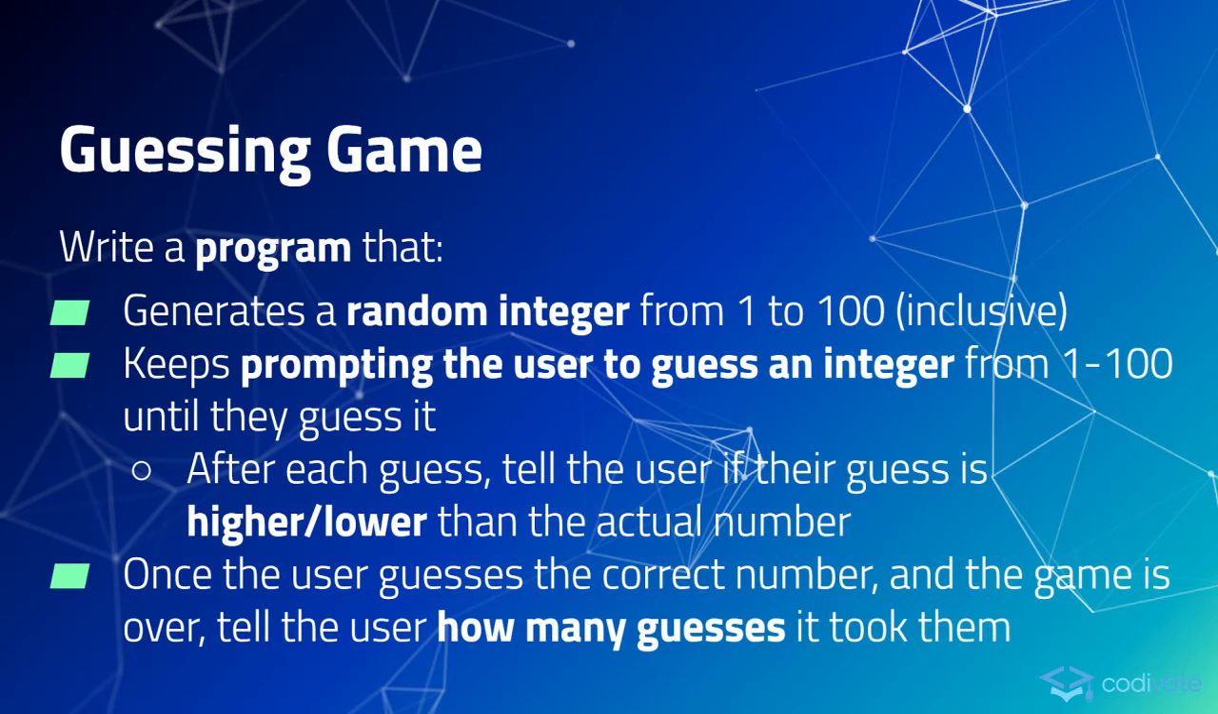And the last part of the project, once the game is over, tell the user how many guesses it took them to guess the answer. This means we have to use a counter variable at the beginning and increment it after each guess. Based on this information, your job is to pause the video right now and write the guessing game program. That would be a good time to pause the video and resume when you're ready to review the solution.